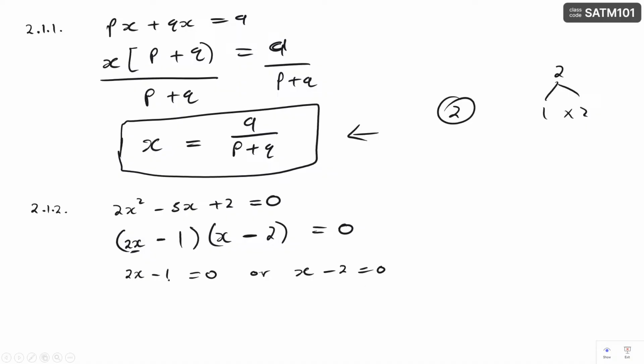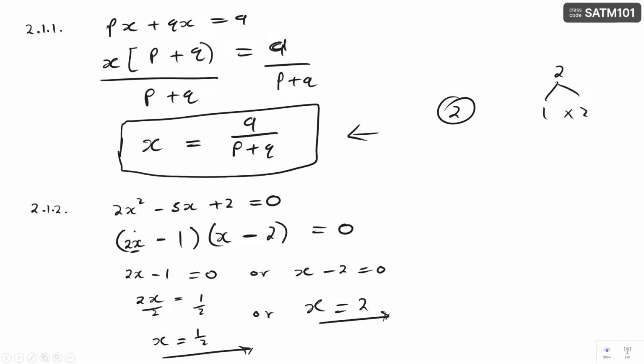So now you just need to take 1 to the other side. So it's going to be 2x is equal to 1. Then you divide by 2 in order to have the x value. Or the other one, you simply take 2 to the other side, so it's going to be positive 2. So you are certain that the values of x are 1 over 2 and 2.